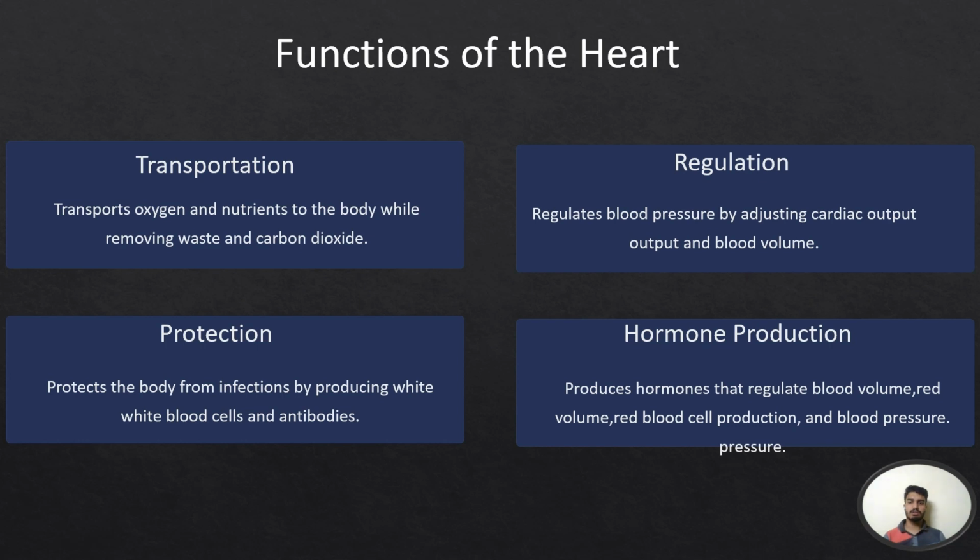Now let's go through regulation. Our heart helps in regulating the blood pressure by adjusting the cardiac output and blood volume. Protection. Our heart protects against infections by producing the white blood cells. Hormone production. The heart produces hormones that regulate the blood volume and red blood cell volume, etc.